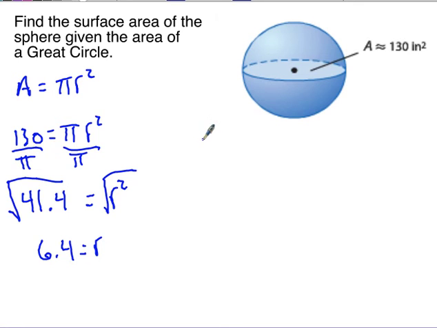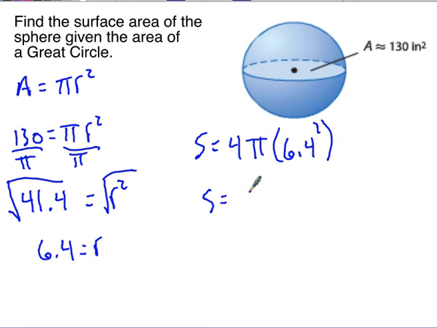So now we can find the surface area. It's 4 times pi times the radius squared. 4 times pi times 6.4 squared. So surface area is what? 514.7 inches squared.